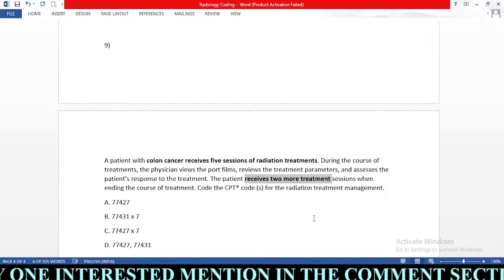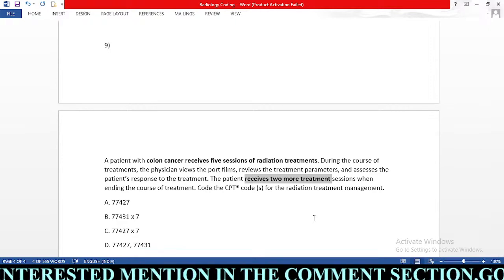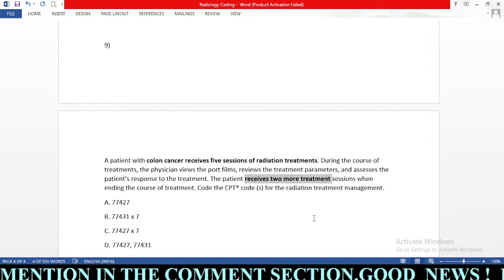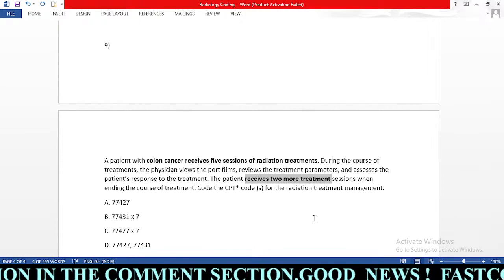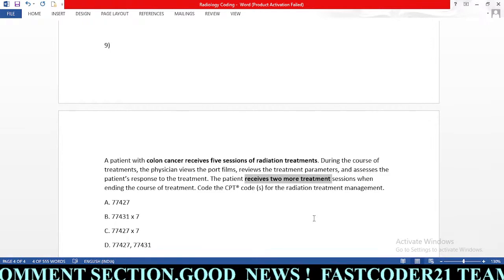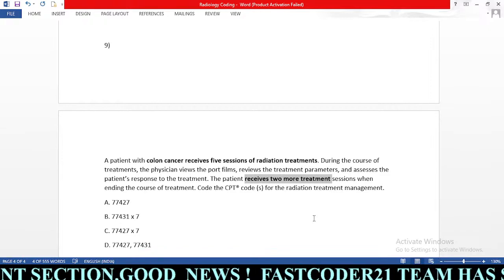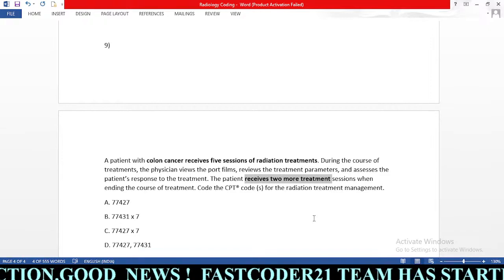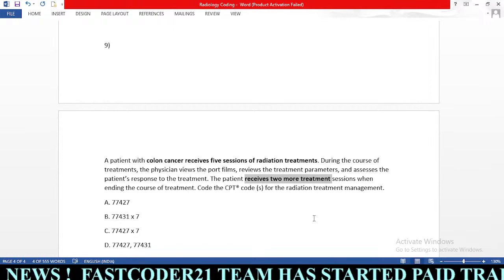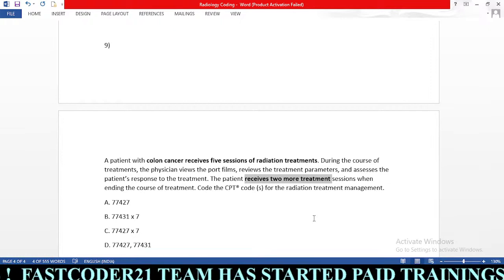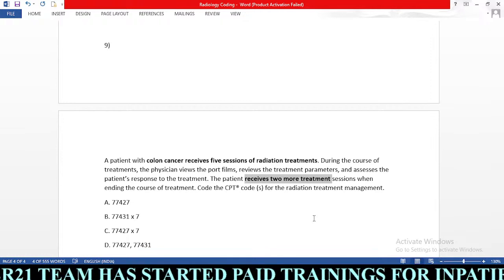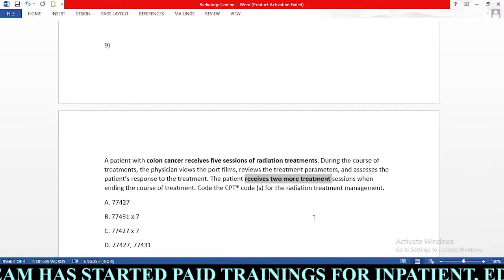We will check 77431 first. 77431 is for 1 or 2 fractions, but we have 7. So we can directly eliminate 77431. We are left with 77427. If you check the CPT book guidelines, code 77427 is also reported if there are 3 or 4 fractions beyond a multiple of 5 at the end of a course of treatment. 1 or 2 fractions beyond a multiple of 5 at the end of a course of treatment are not reported separately.